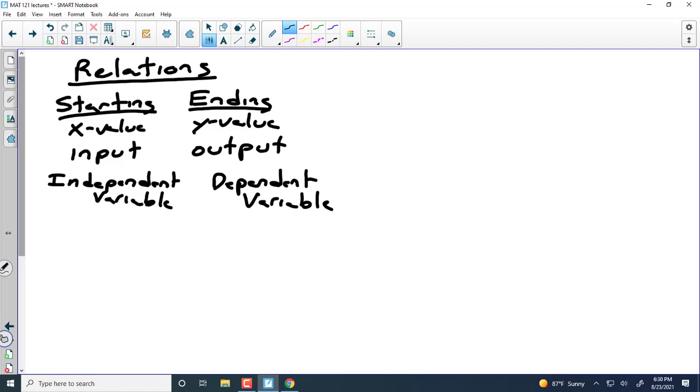And then the big words we're going to use a lot are domain and range. When someone starts talking about the domain, they're talking about all the starting values, all the inputs. When someone starts talking about the range, they're talking about all the ending values, all the outputs. These come up a lot in this class, especially domain. All right, so that's one of the first things you're going to see, people talking about this domain and range when they give you a relation.